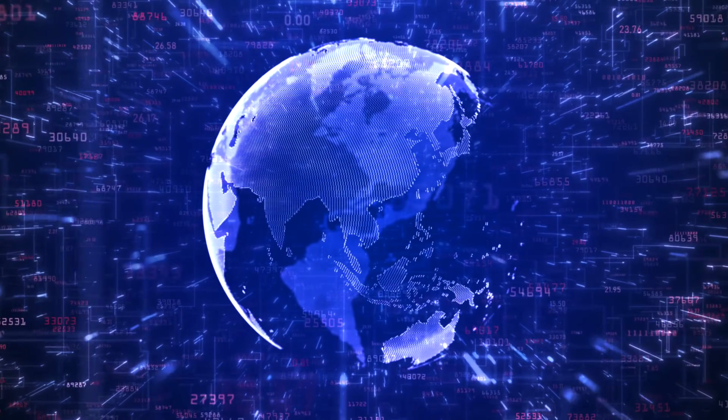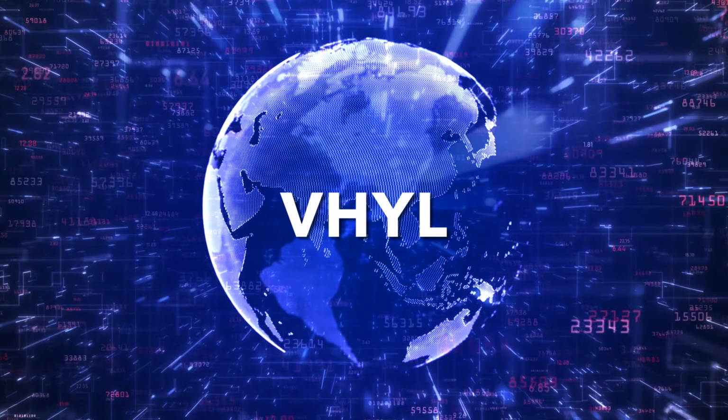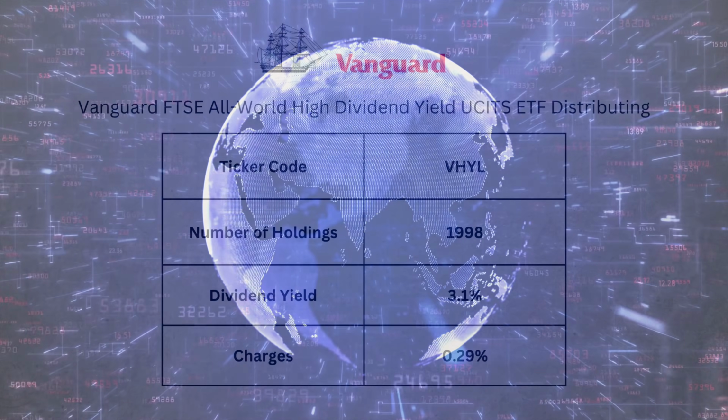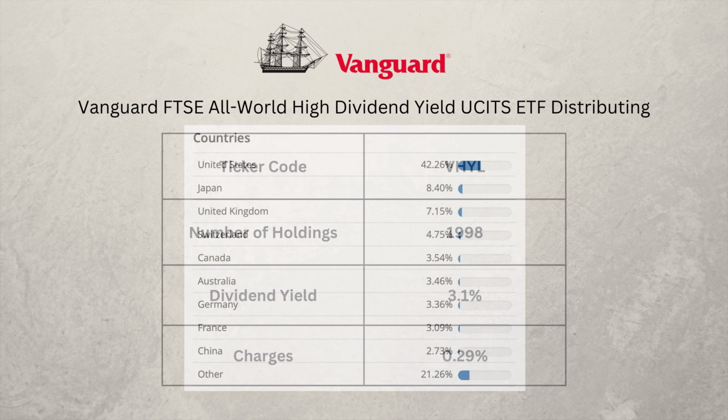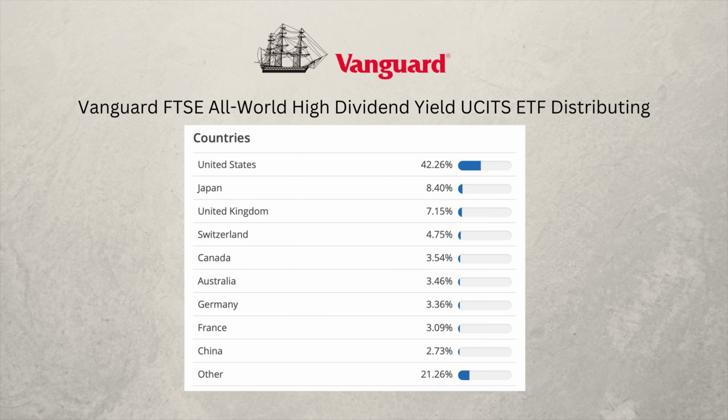Another ETF you might consider is VHYL, and the aim of this one is to give you exposure to almost 2,000 global large and mid-sized companies which pay higher dividends. The yield is 3.1% a year, and the ongoing charge is 0.29%. Again, the US makes up the majority of holdings at 42.3%.